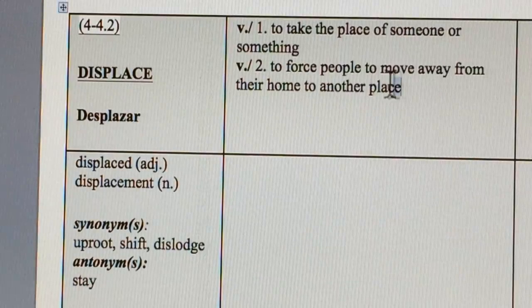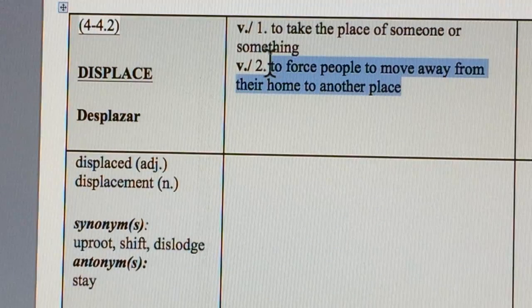The other definition, also a verb, is to force people to move away from their place to another place, from their home to another place. Again, there's this idea that the people who are being moved are not going voluntarily. They don't really want to move.